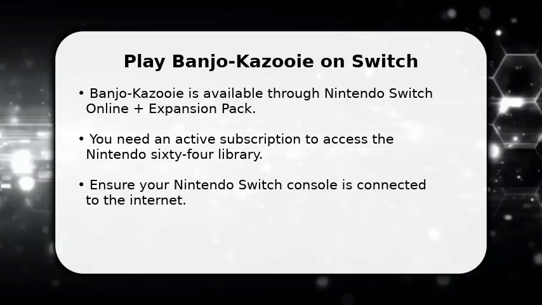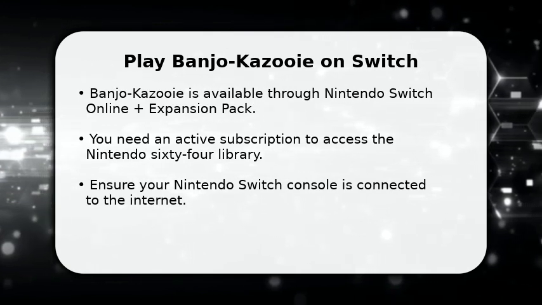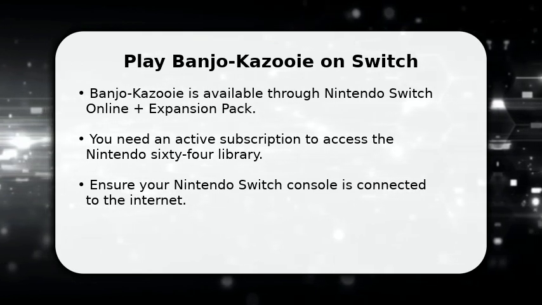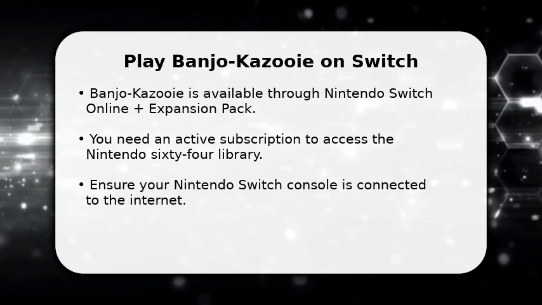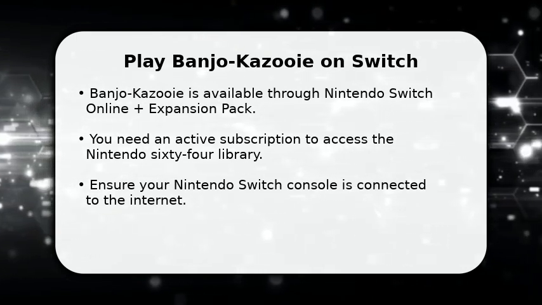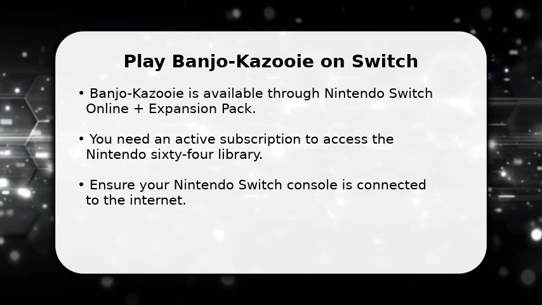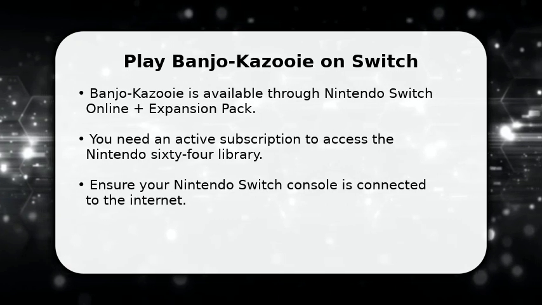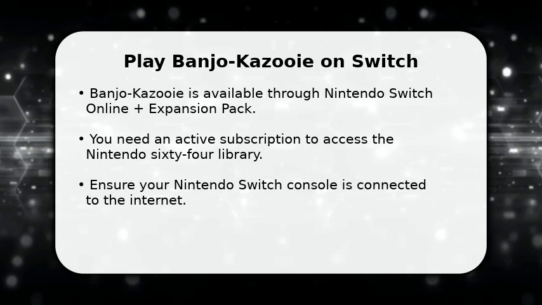In this video, I will explain how to play Banjo Kazooie on your Nintendo Switch. First, you'll need an active Nintendo Switch Online plus Expansion Pack membership. This subscription tier grants you access to a growing library of classic Nintendo 64 games, including Banjo Kazooie. Make sure your console is connected to the internet to download and launch the Nintendo 64 application. It's a straightforward process to get started with this beloved platformer.